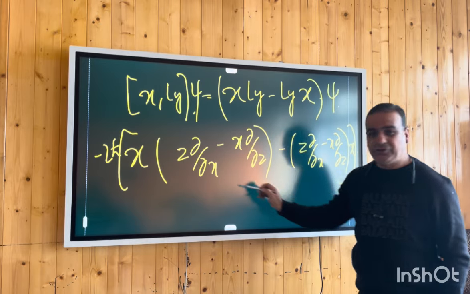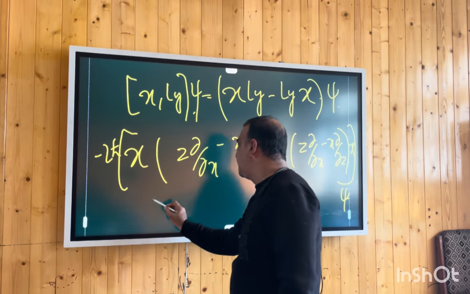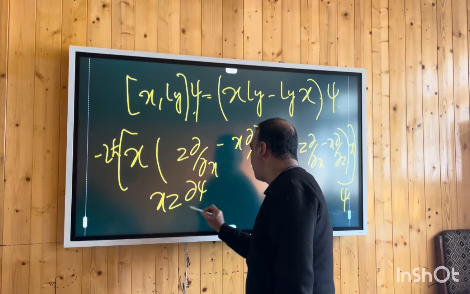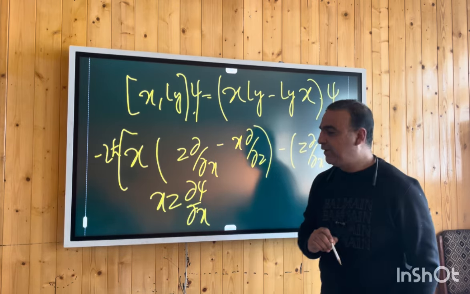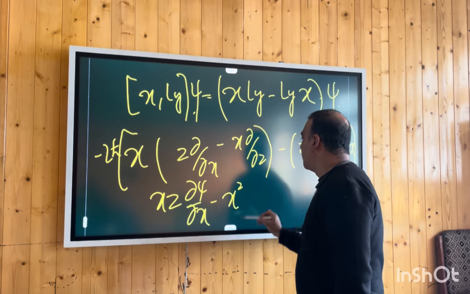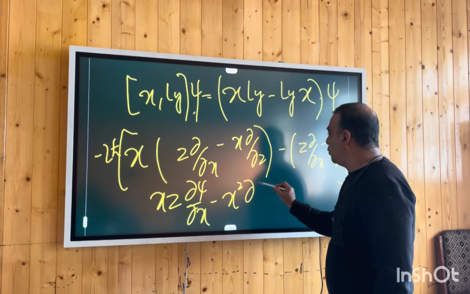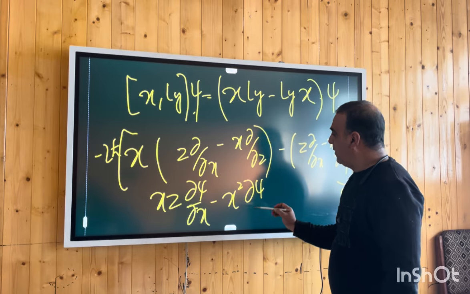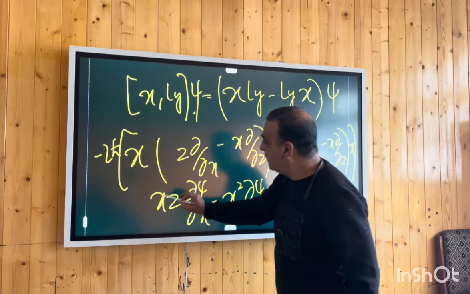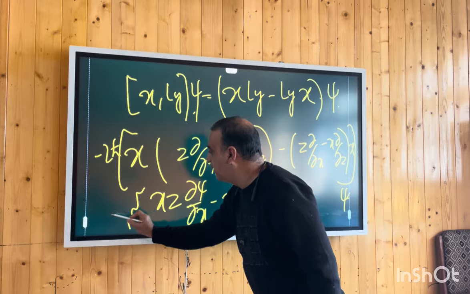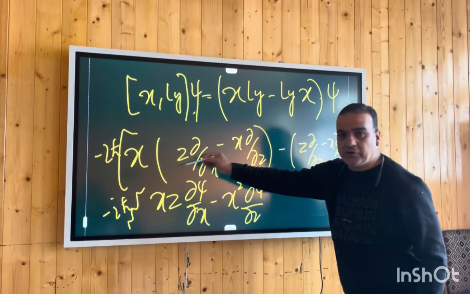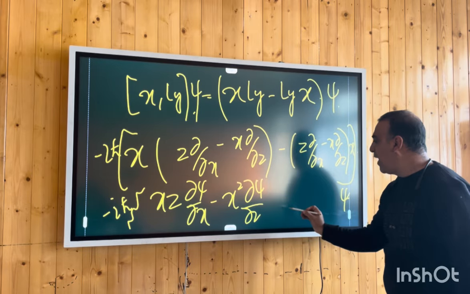So let me resolve the first two terms here. The first term will be xz ∂psi/∂x. The next thing, minus x squared ∂psi/∂z. And you better know that we are starting from this minus iħ. Now this part is resolved, and after this part you have what?